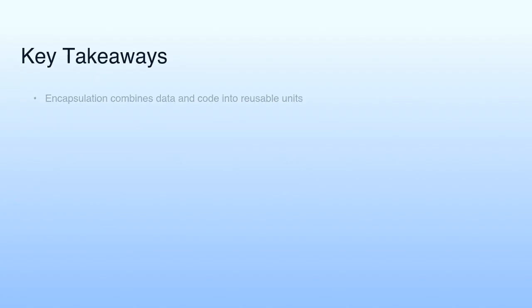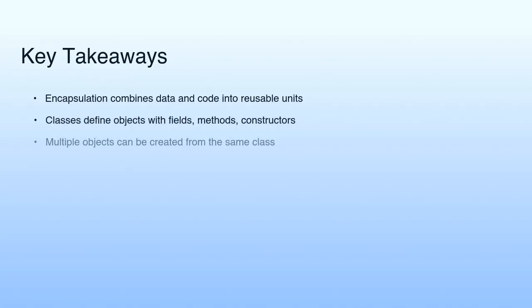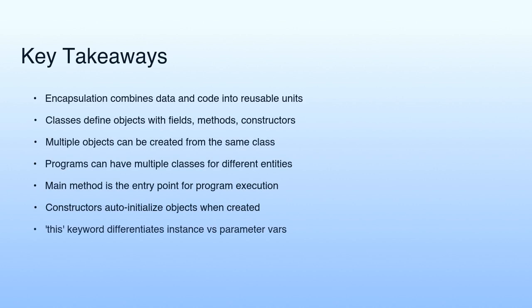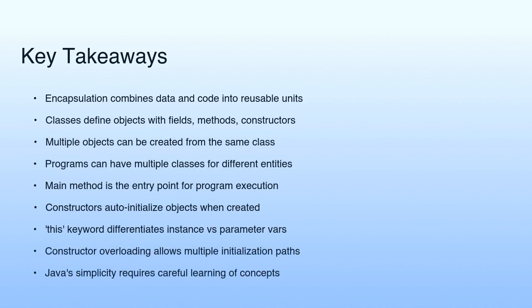In summary, encapsulation combines data and code into reusable units through classes, which define objects with fields, methods, and constructors. Multiple objects can be created, and programs can have multiple classes for different entities. The main method acts as the entry point. Constructors auto-initialize objects, and the this keyword differentiates instance variables from parameters. Constructor overloading allows for multiple initialization paths, and Java's simplicity demands a thorough understanding of its key concepts.